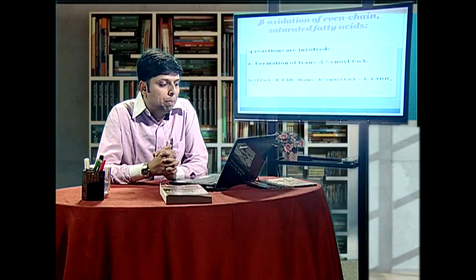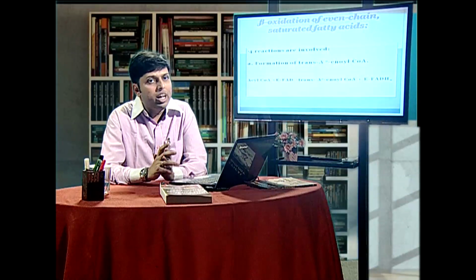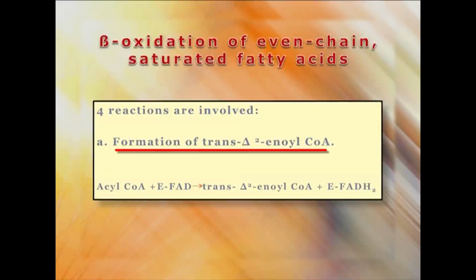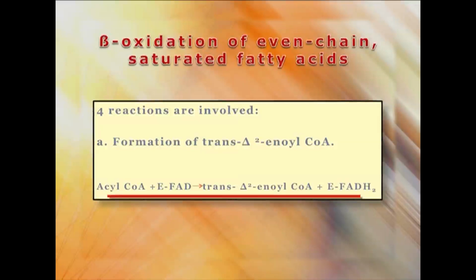So coming to the beta oxidation proper, today we will discuss the beta oxidation of the even chain saturated fatty acids. Actually, 4 reactions are involved. The first one is the formation of trans delta 2 enoyl CoA. The acyl CoA reacts with the enzyme bound FAD to produce trans delta 2 enoyl CoA and enzyme bound FADH2. The enzyme participating is called the acyl CoA dehydrogenase enzyme.